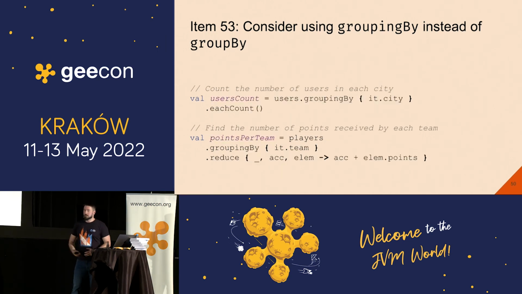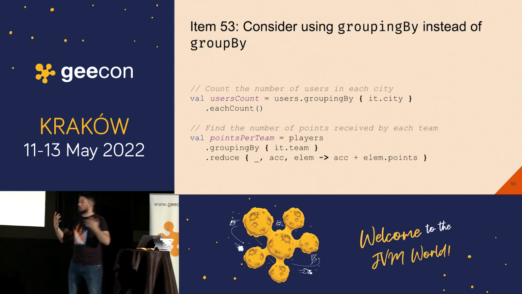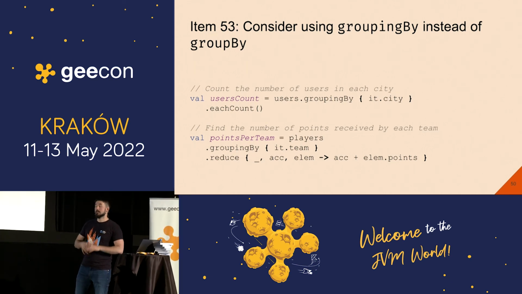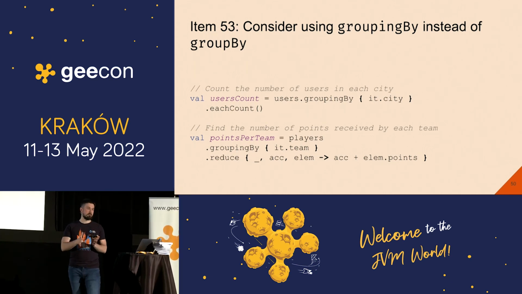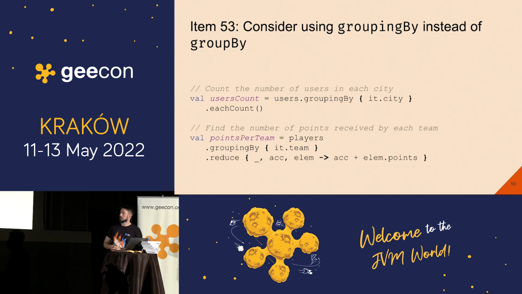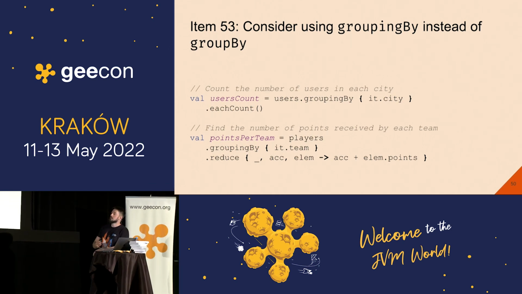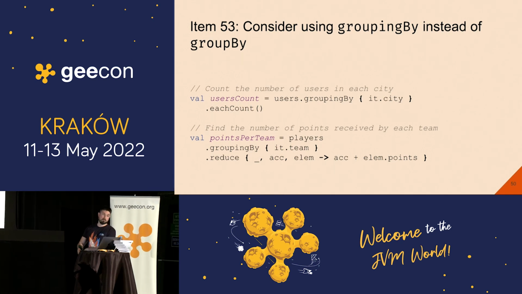But there is also a more optimal version of this function. It is groupingBy. GroupBy returns a map. GroupingBy returns a grouping. Grouping is just a pair of a key and elements, so it can optimize the processing of those elements. It's much harder to use because it has only a few functions. I described them in the book, but you can do things like count each, to count the number of users in each city, or you can use reduce to count the number of points by each team.